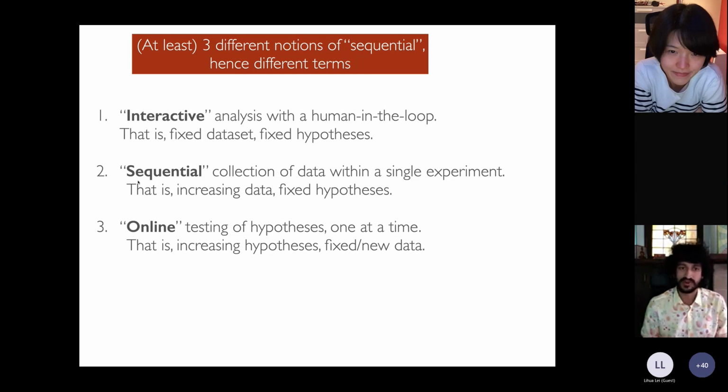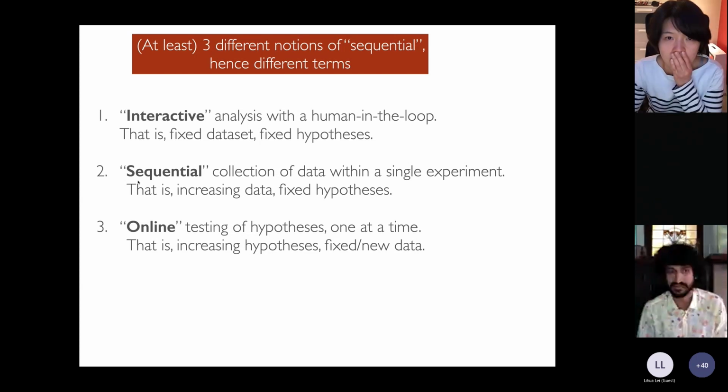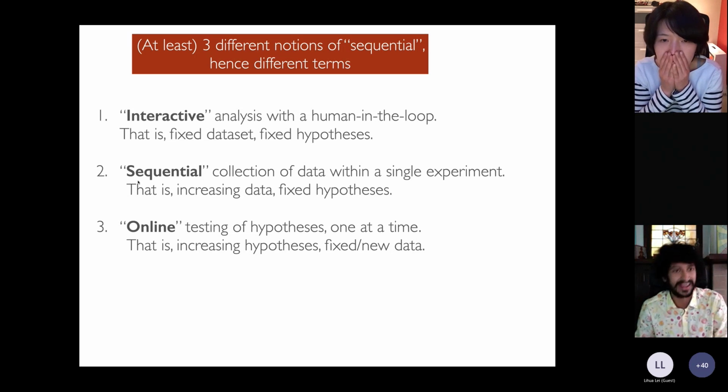And the word online is going to mean something else again. Online testing of hypotheses is where the number of hypotheses is itself increasing. So in the first two, the number of hypotheses is fixed, but in the online setting, the number of hypotheses is increasing. You might have a fixed data set like a quality preserving database, or you might add to that database, or you could have completely new data. The exact setting can vary, but the important difference is that earlier, many of the papers like SeqStep called the original thing sequential, and then sequential multiple testing has now been called online multiple testing. But I want to disambiguate these three. I think that's quite important for the field going forward, to know what someone means when they say sequential.